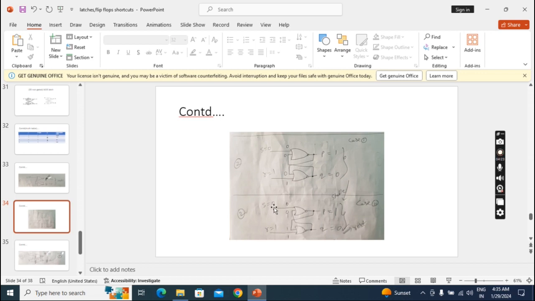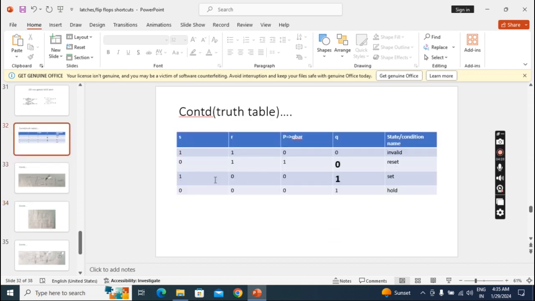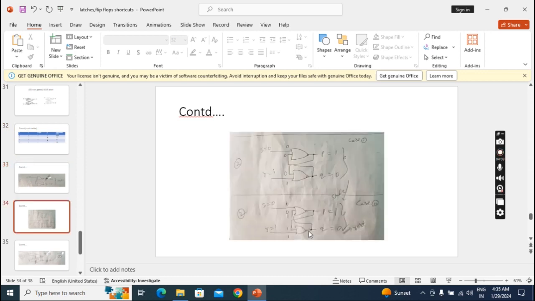See here what is coming. When S is 0, Q is 0. This is called reset, because this is my Q, and 0 is stored. And here you have to observe that in the SR NOR latch, the output will be the same as S, but in the NAND latch, the output will be the same as R when the inputs are different. That you have to observe.